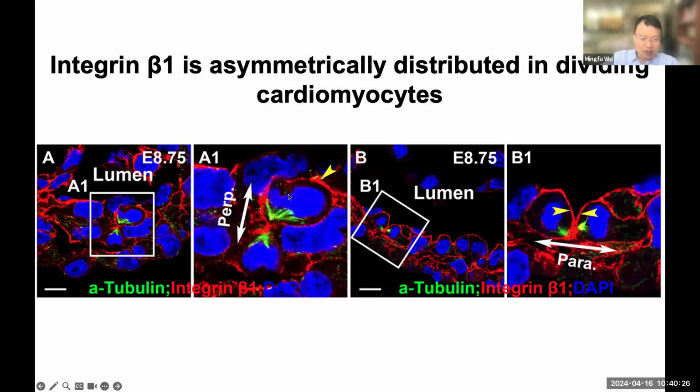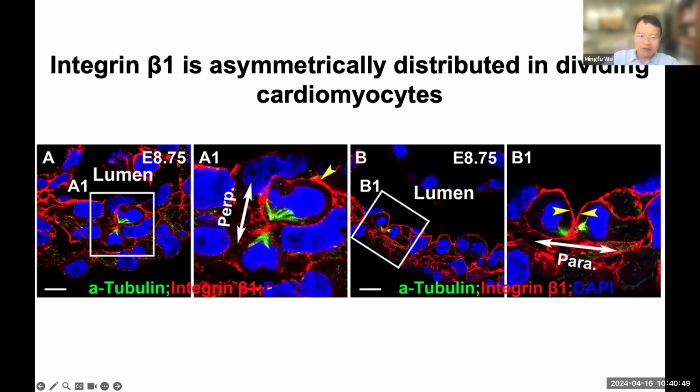So here's the asymmetrical cell division at the telophase. You can see these two daughter cells actually are derived from the same mother cell, because the midbody is still linking the two daughter cells. So we can see this daughter cell has more integrin compared to the other daughter cell.